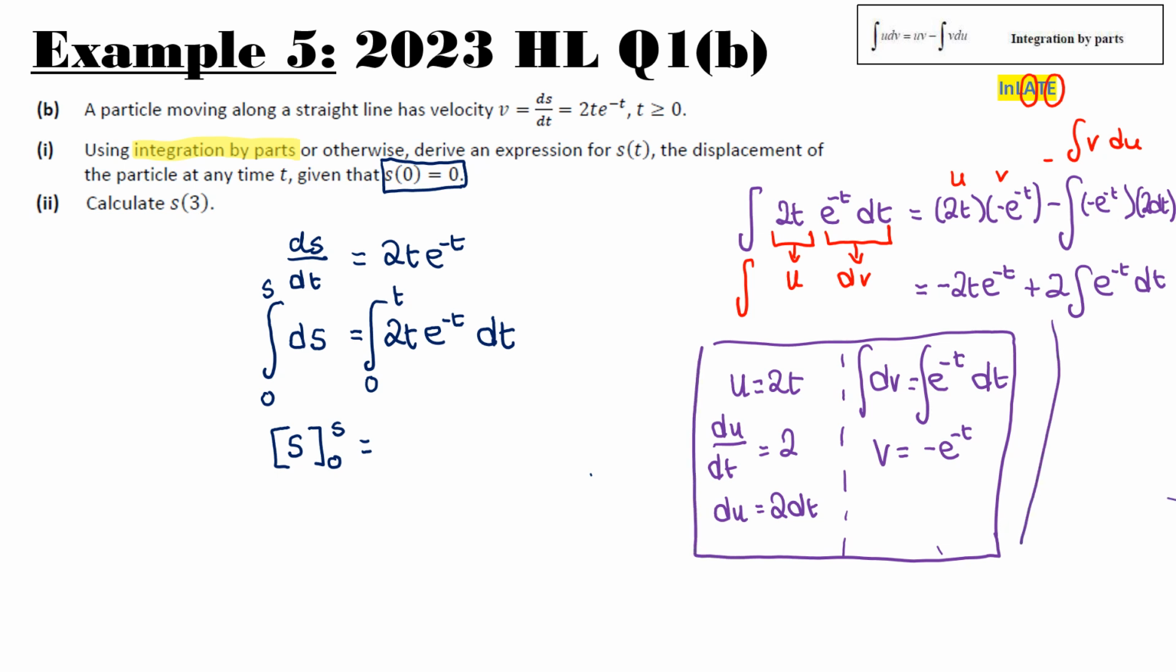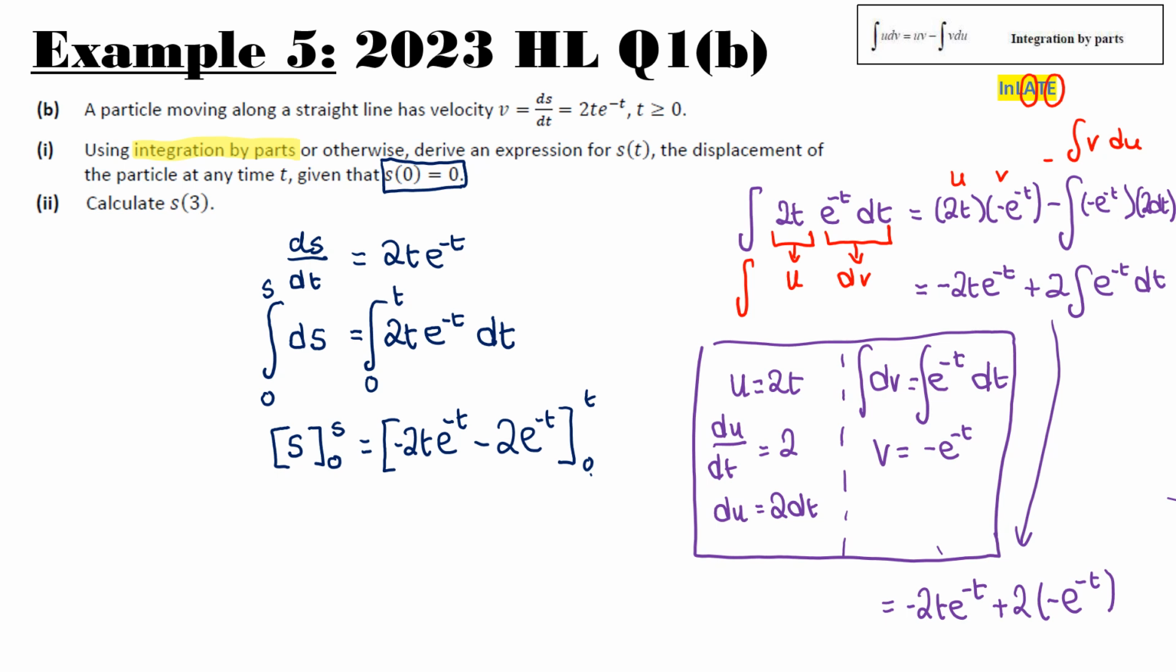And then if we bring this down, we get equals minus 2t e to the power of minus t plus 2, and then this integrates to minus e to the power of minus t. So again, a little bit of our chain rule there. So if we bring this back, what we're left with is minus 2t e to the power of minus t minus 2 e to the power of minus t. And we're evaluating that between 0 and t.